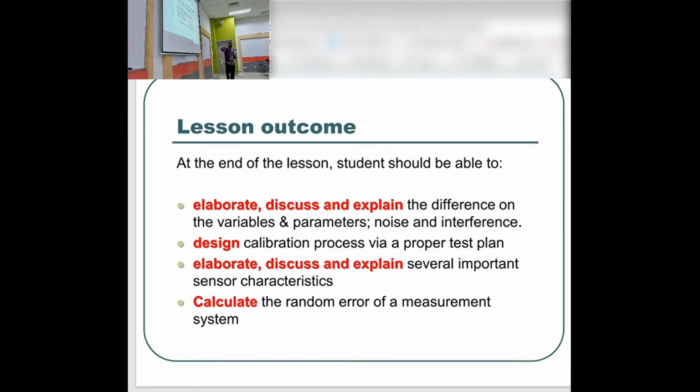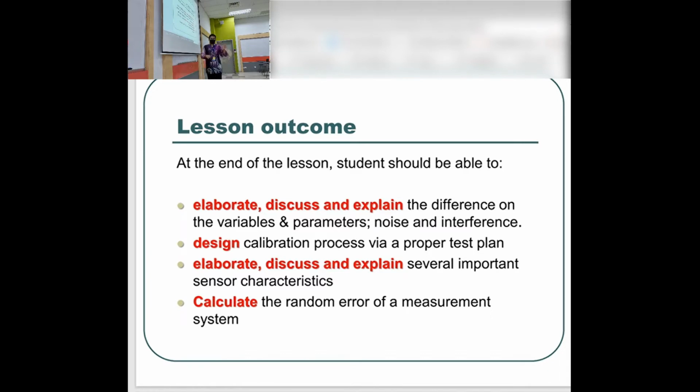I hope that at the end of this lecture notes, students can elaborate and discuss about the variables and parameters, and then you can design the calibration process. That's our aim. You design your calibration process, and then you elaborate several important sensor characteristics, and you can calculate your random errors.